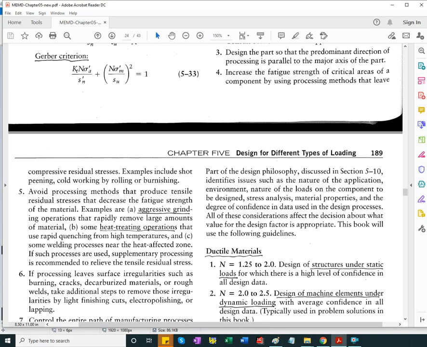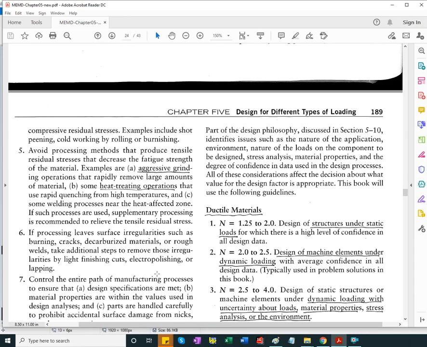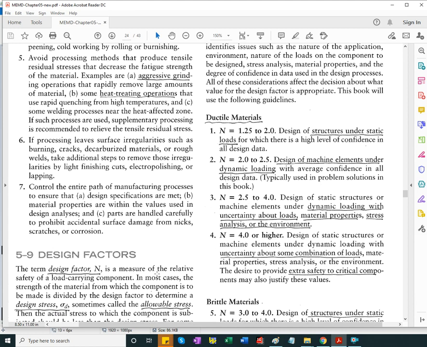Then decarburizing through heat treatment and grinding, those should be avoided. Remember, the harder grades of steels are more sensitive to notches, to surface finishes.